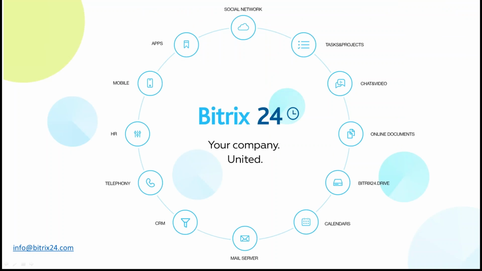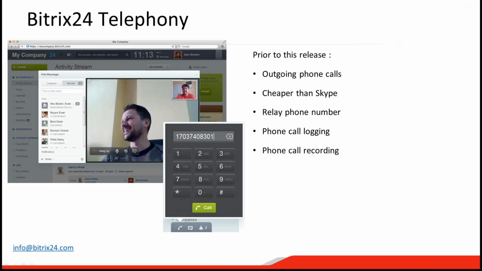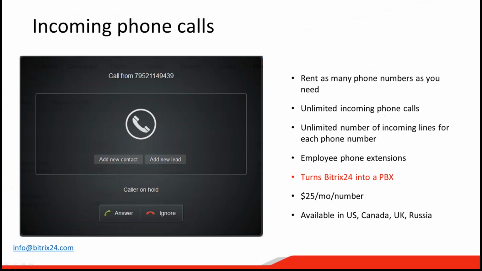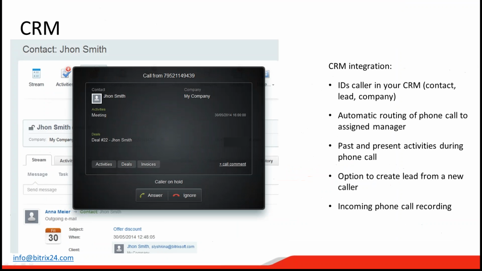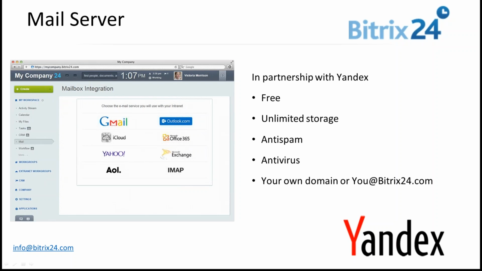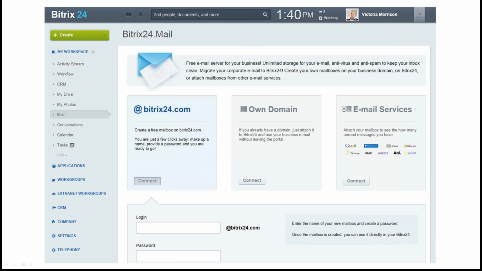The service does come with telephony. You can use telephony straight from the messenger. You can use telephony in the CRM, and you can actually rent phone numbers from many different countries. And with email, there's an unlimited amount of storage. We get our email through our partner Yandex. We're very thankful to them. And you set that up here underneath your mail setting in your back.